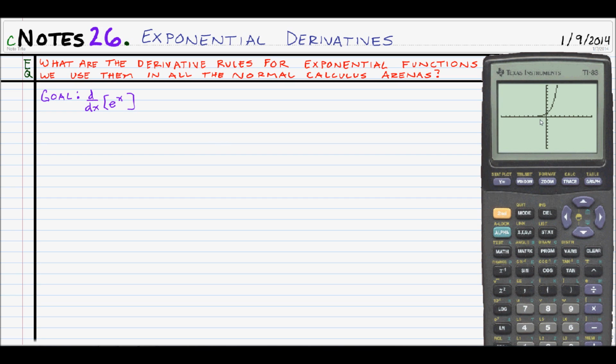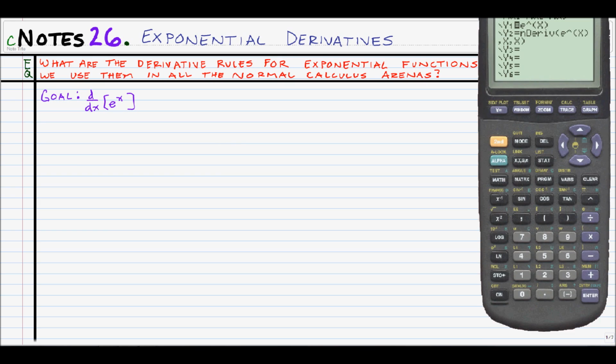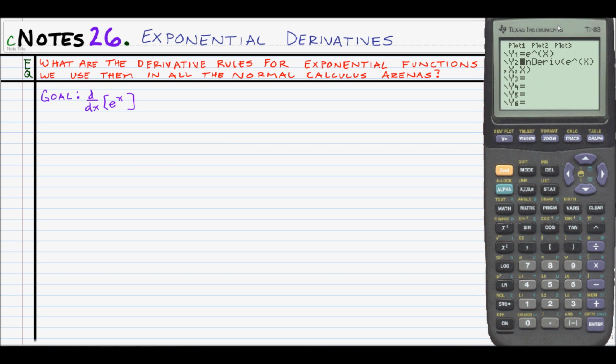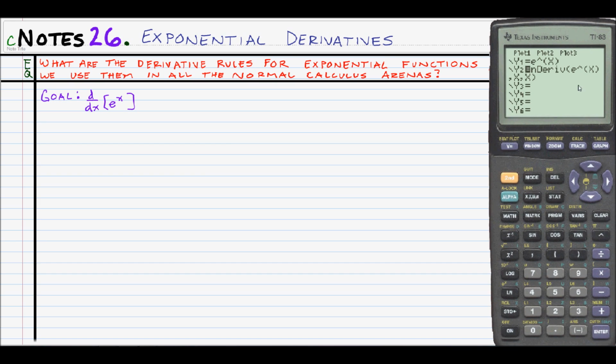So there is e to the x. I want you to stare at it, get it in your mind's eye for a second, because next I'm going to let the calculator graph its derivative only. So I'm going to go back, I'm going to select the derivative of e to the x. So the calculator is going to calculate the derivative at a whole bunch of places and graph it down. Let's see what it looks like. Okay, ready?